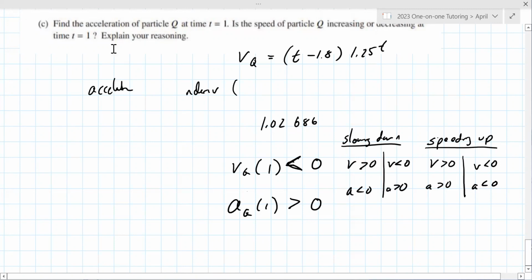When it says explain your answer, it's not looking for words, it's looking for symbols. It's looking for you to say VQ less than 0, AQ greater than 0, slowing down. They don't need any sentences unless it says interpret. You don't have to write anything.